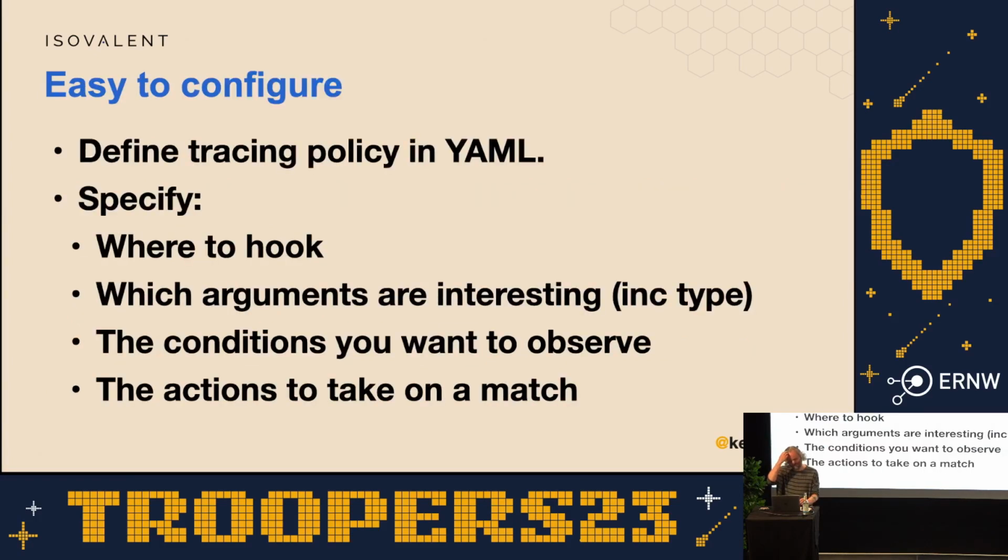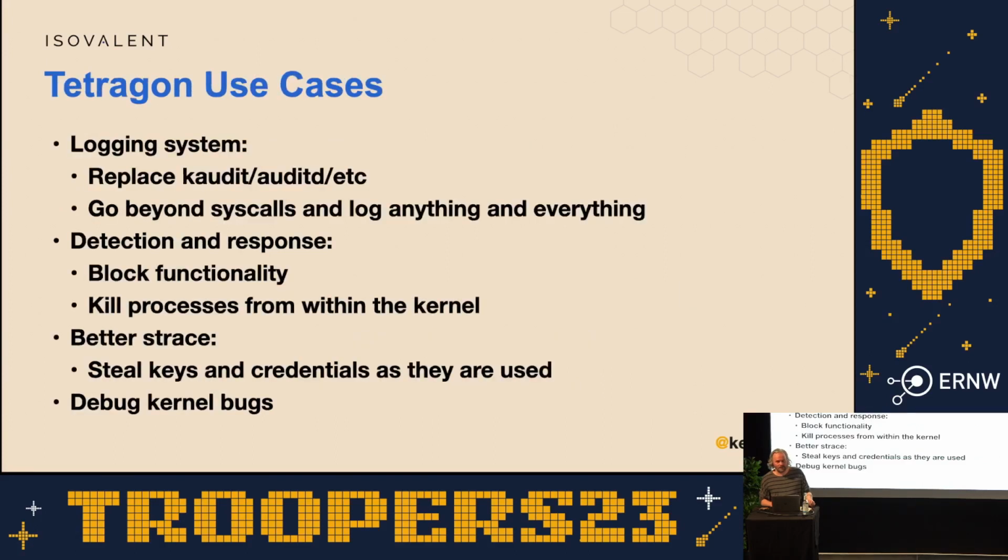And as I said, it's really easy to configure. You tell it where you want to hook, what the arguments are, what you care about in those arguments, and then what you want to do with it. So you might use it to replace your logging system, as I suggest. But we can also do other things. We can also build an EDR. We can block functions from running based on the arguments to them. We can kill processes directly from the kernel before the function's completed.